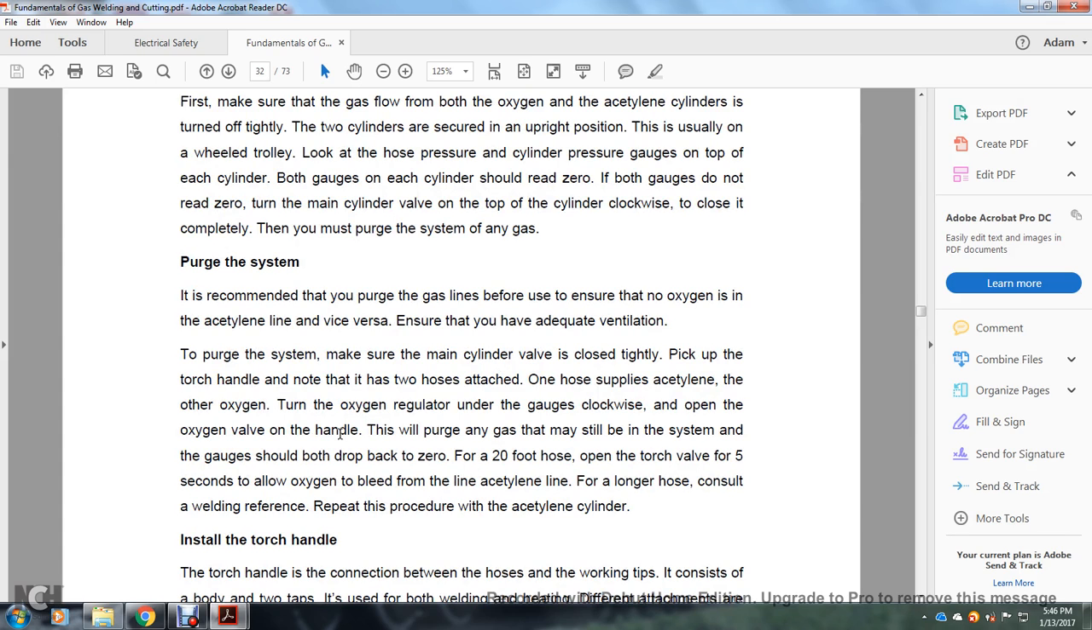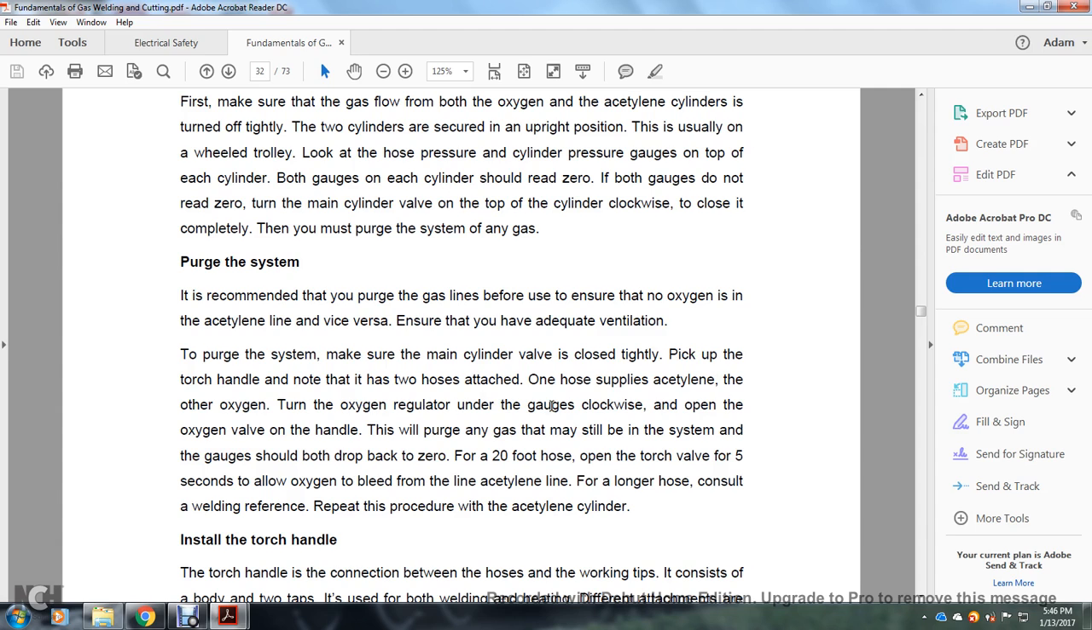Purging the system. It is recommended that the gas line be purged to ensure there is no oxygen in the acetylene line or vice versa. Ensure that you have adequate ventilation. Purge the system. Make sure that the main cylinder valve is closed tightly. Pick up the torch handle. Note that it has two hoses attached. One hose supplies acetylene, the other oxygen.